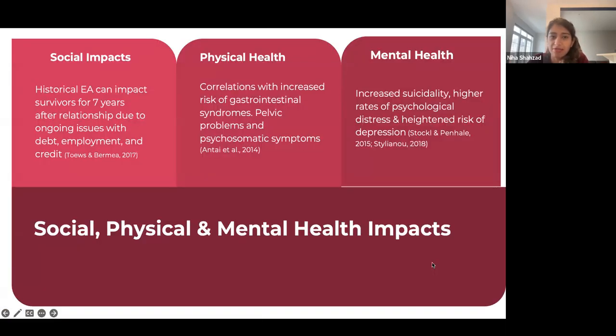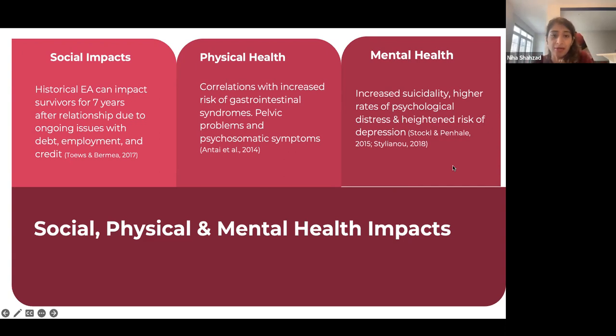So, the holistic impacts of economic abuse. Economic abuse impacts victims socially, physically, and with their mental health. Historically, economic abuse can impact survivors for 7 years, even after the relationship has ended, due to ongoing issues with debt or your employment or education and your credit. Like I said before, your credit score is connected to everything. So victims will often experience financial stressors after they leave the relationship because their abusers have completely destroyed their credit.